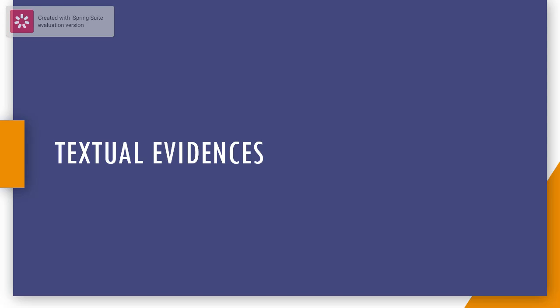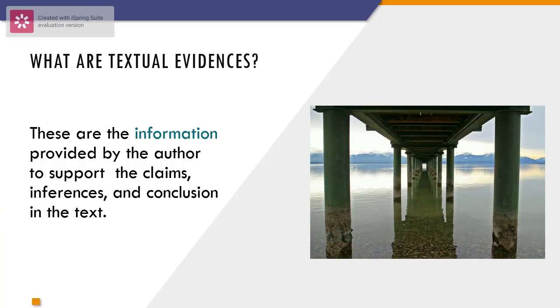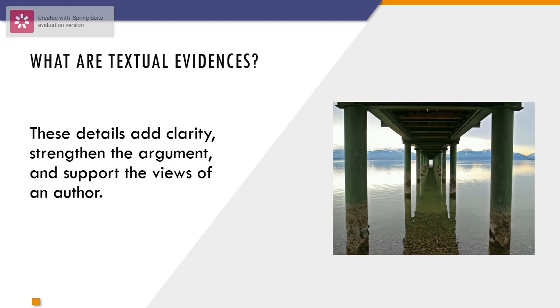So what are textual evidences? These are the information provided by the author to support the claims, the inferences, and conclusions in the text. Textual evidences reveal the view or the opinion of the author if it is not explicitly stated in the text. These details add clarity, strengthen the argument, and support the views of an author. So if you're the writer, you have to make sure that you provide enough textual evidence so that the readers will easily be persuaded by your arguments.